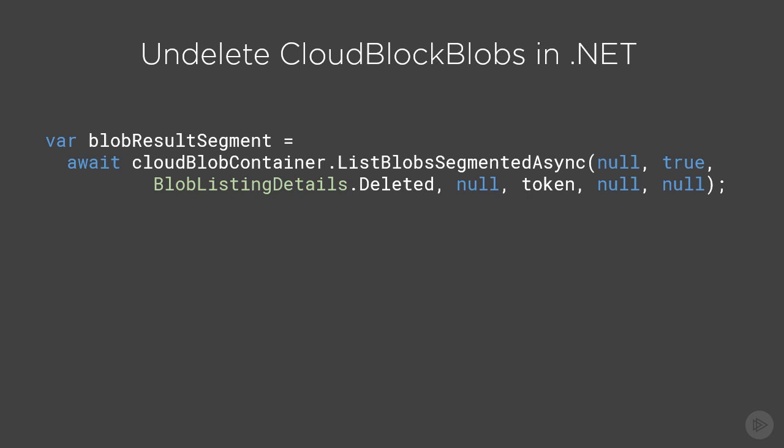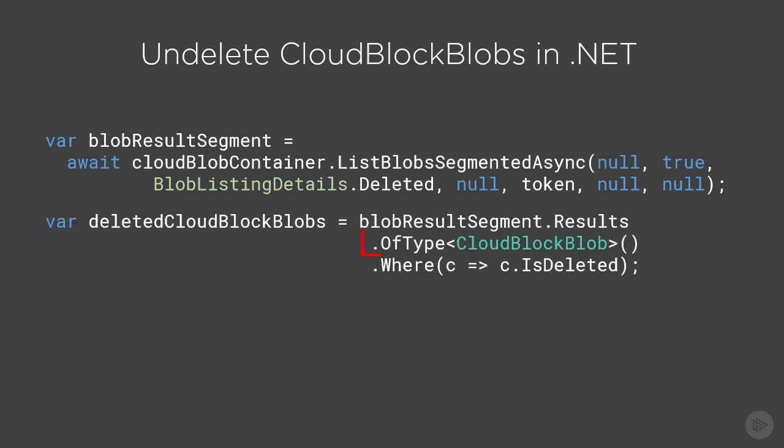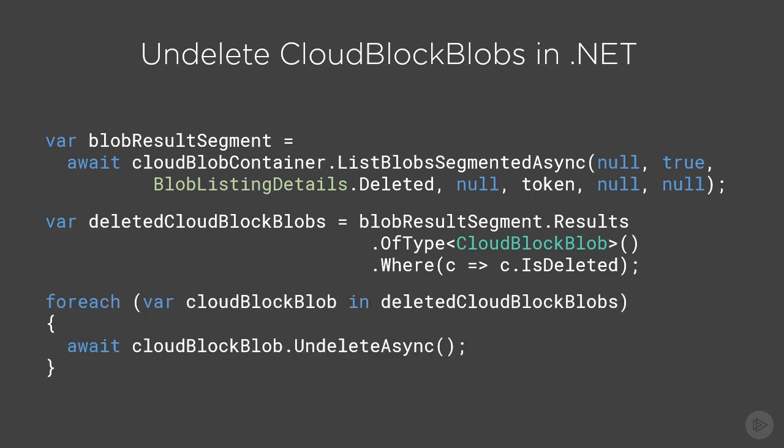If you want to grab, for example, the deleted CloudBlockBlobs from the results, you can use the OfType method with the CloudBlockBlob type and you can filter where the IsDeleted property of these CloudBlockBlobs is true. To undelete all the deleted CloudBlockBlobs, you can iterate that collection and on every CloudBlockBlob you can call the UndeleteAsync method. This is the way to restore deleted blobs in .NET.